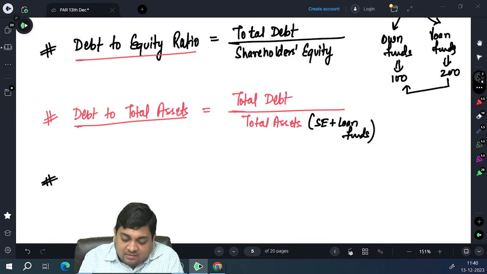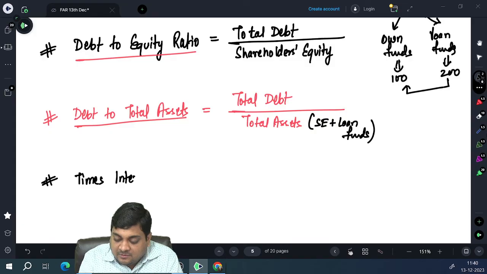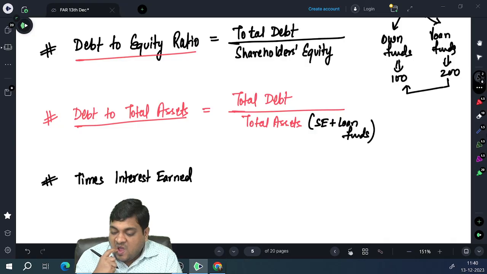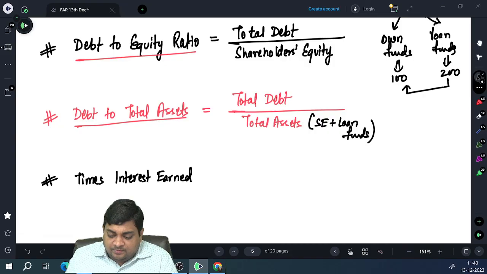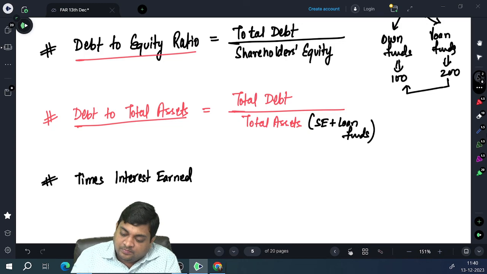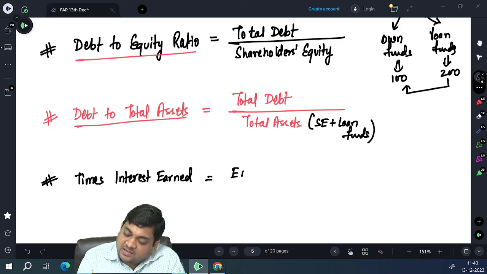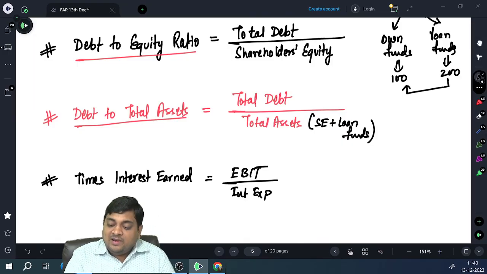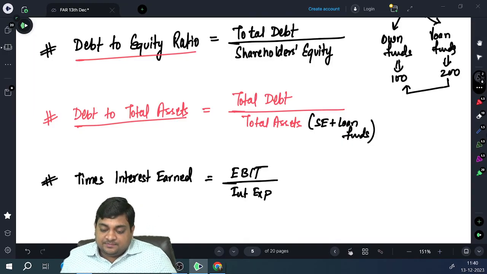And we have times interest earned. This is EBIT by interest expense. How many times of interest you have earned, right?